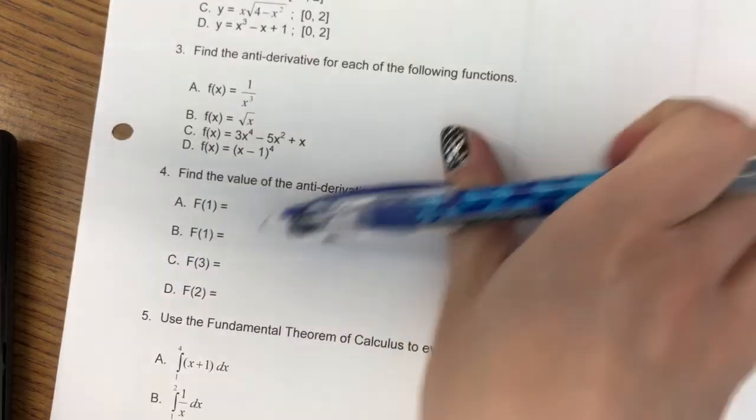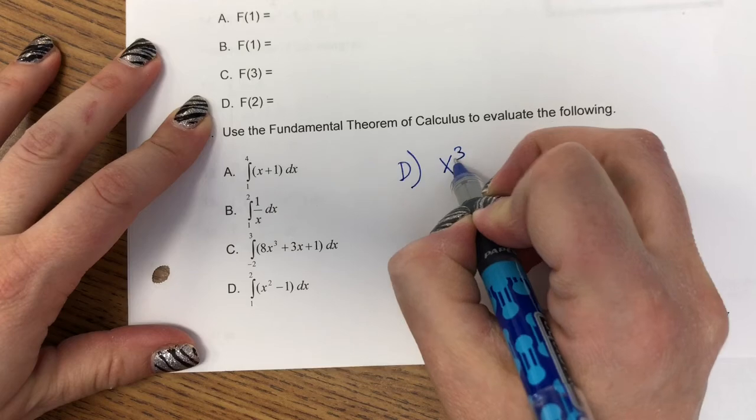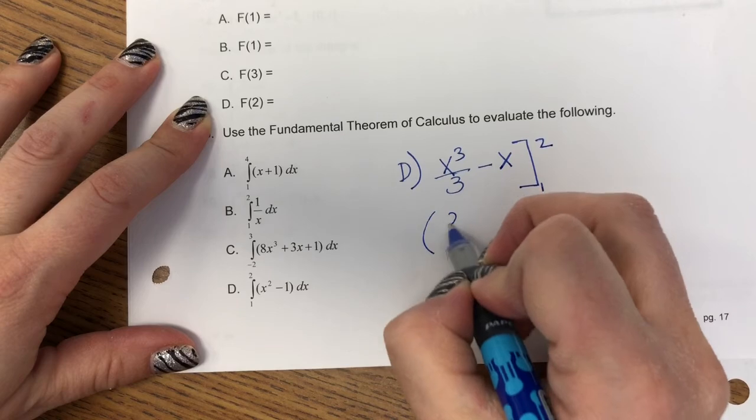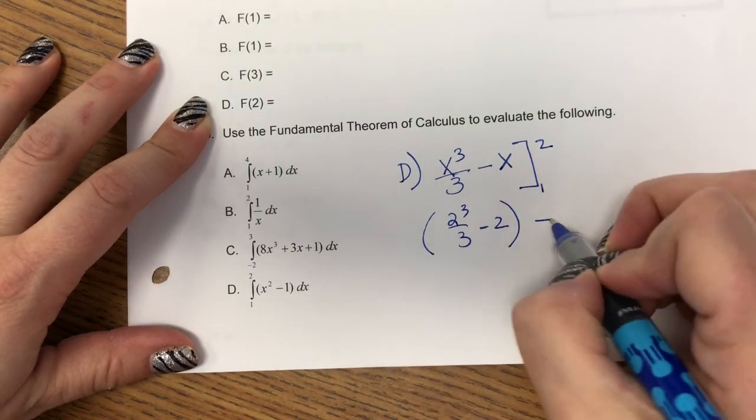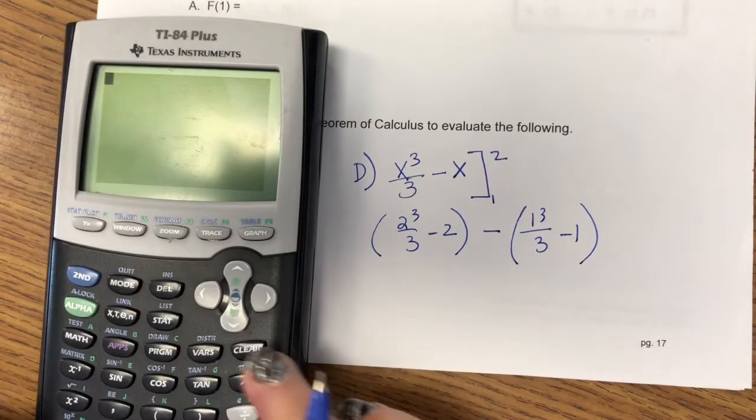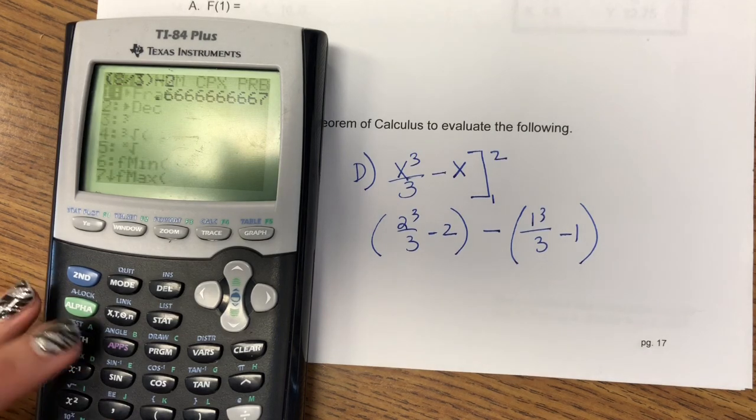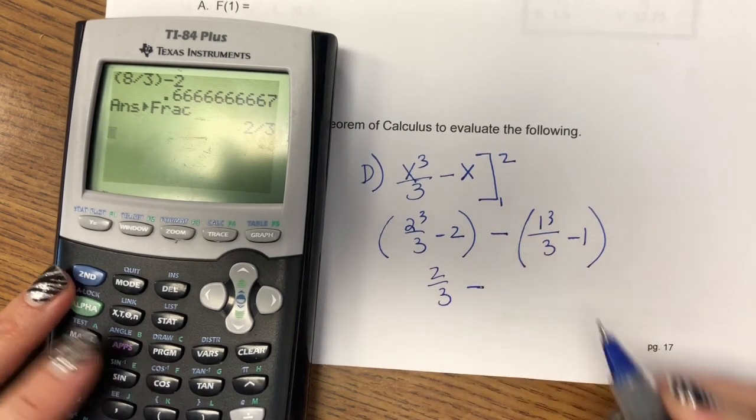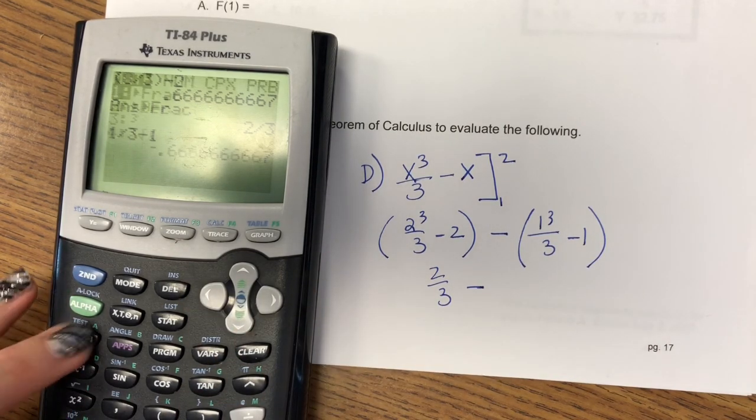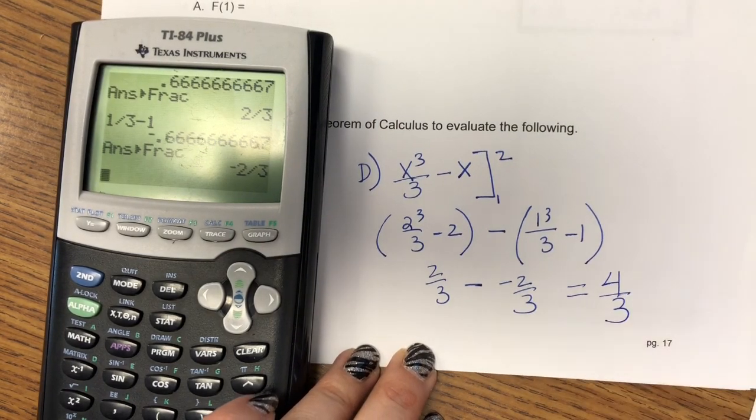And last but not least for D, I'm going to do that right on here. X to the 3rd over 3 minus x from 1 to 2. So that's 2 to the 3rd over 3 minus 2, minus 1 to the 3rd over 3 minus 1. That's not too bad to type in. So we get 8/3 minus 2, 1/3 minus 1. Minus a negative is plus, so we get 4/3 as the final answer.